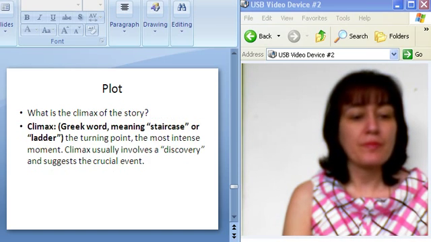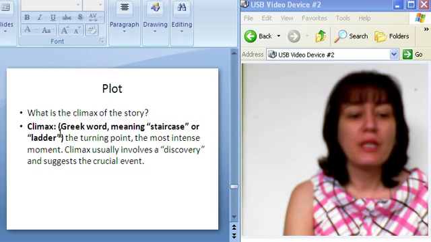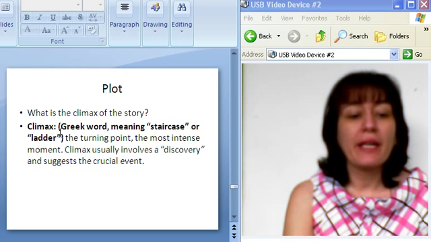What is the climax of the story, The Rocking Horse Winner? Climax is a Greek word which means staircase or ladder. It is the turning point, the most intense moment of the story. Climax usually involves a discovery and suggests a crucial event.